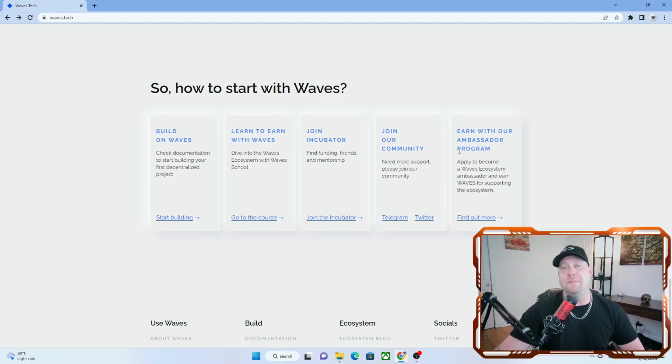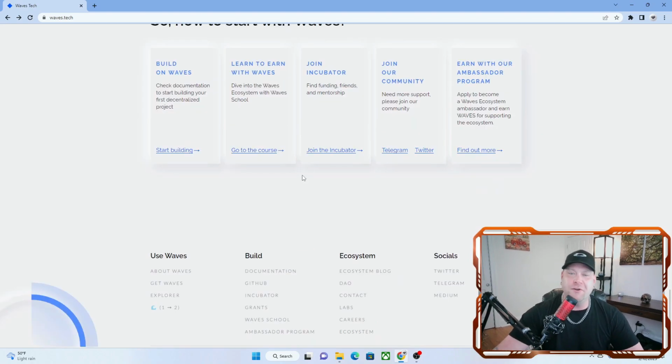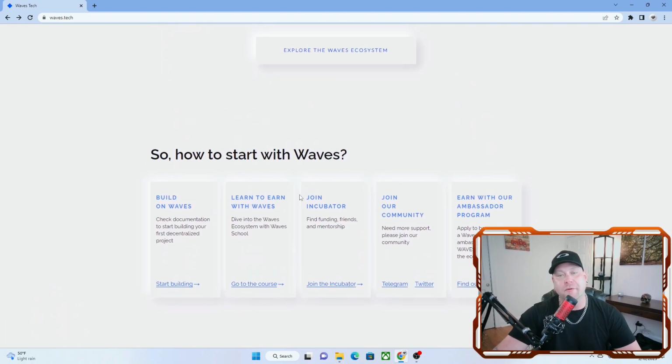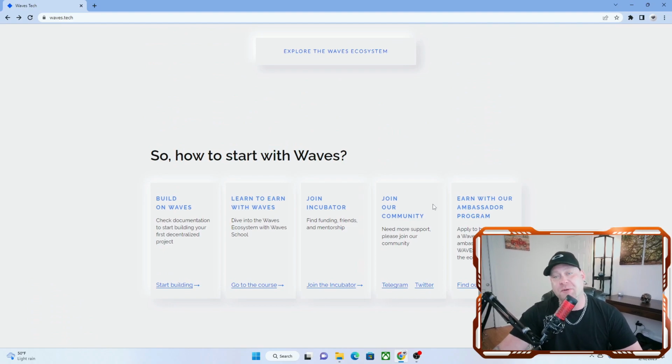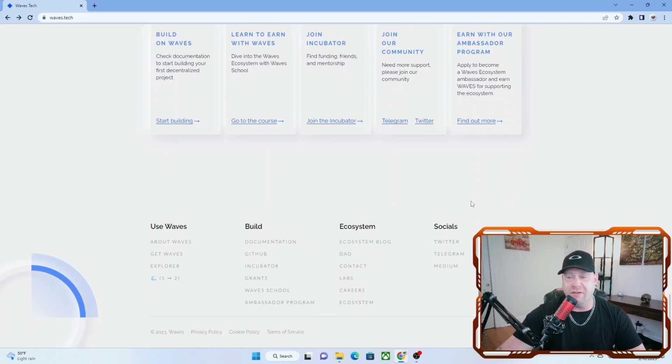They also offer an ambassador program for those of you who may want to dip your feet into the crypto world and earn a little bit in the process. You usually start off as an ambassador, then you can move up from there. Apply to become a Waves ecosystem ambassador, earn Waves for supporting the ecosystem. Same as a brand ambassador, you're representing the company and what they offer, and you actually believe in the product. I think it's great for anybody that's all in or head over heels about crypto, and it opens up a lot of opportunities for you as well.